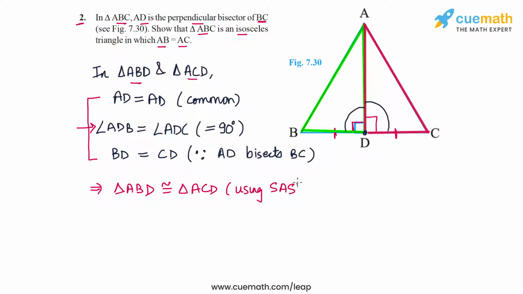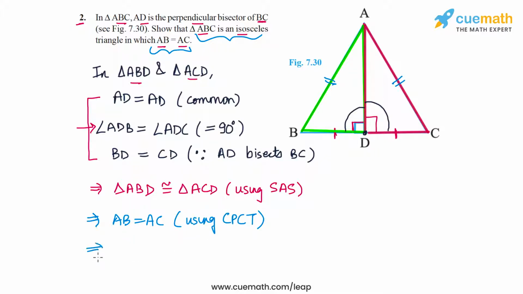So the two triangles are congruent, and this means that all the other corresponding parts are also equal. In particular, this side AB is equal to this side AC, and this is what we had to prove. AB is equal to AC, and hence triangle ABC is an isosceles triangle. So from here we can say AB is equal to AC using CPCT, and hence triangle ABC is isosceles.